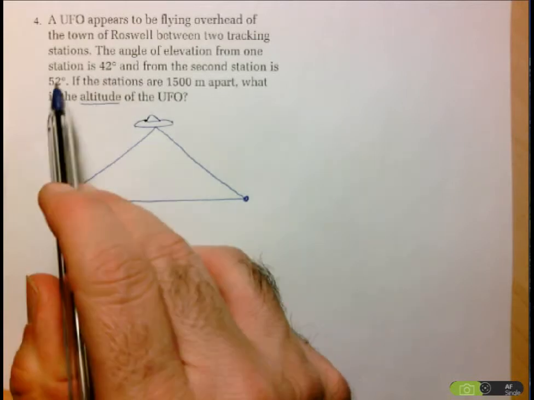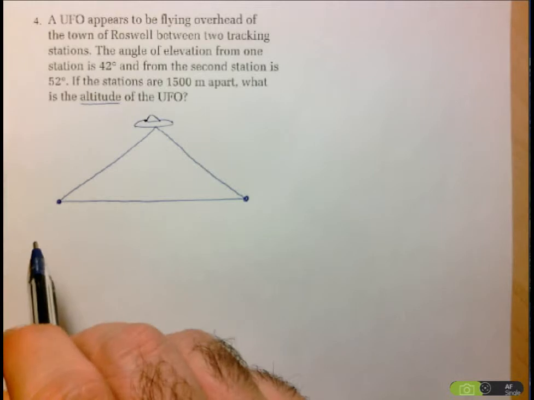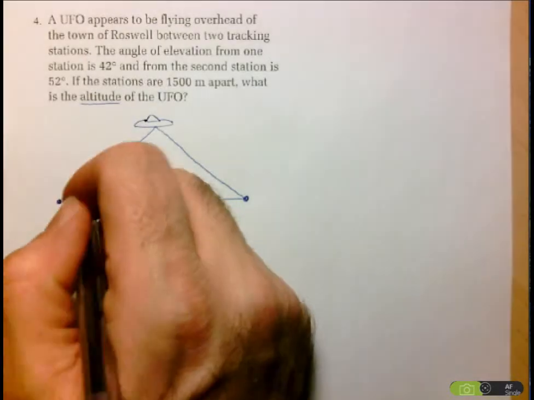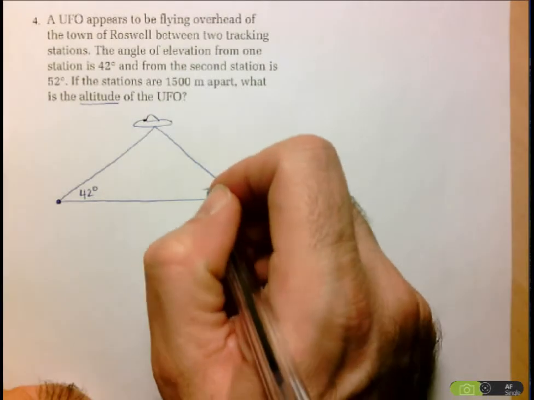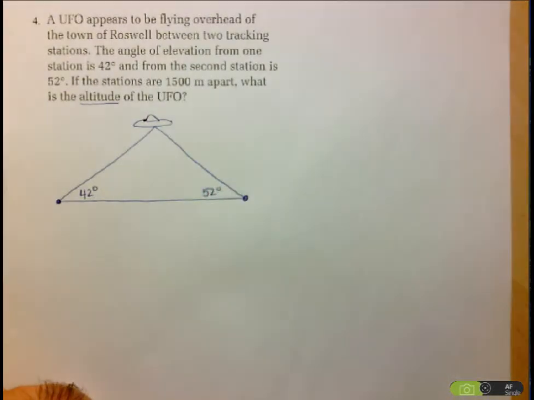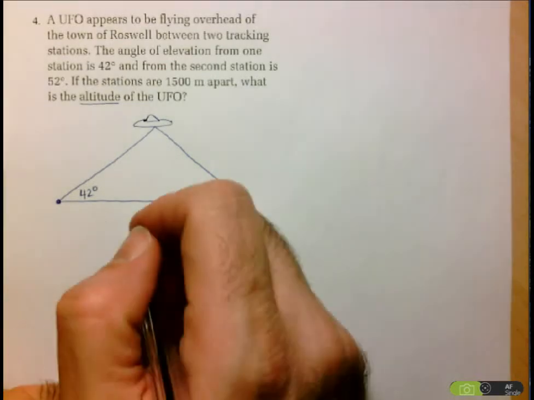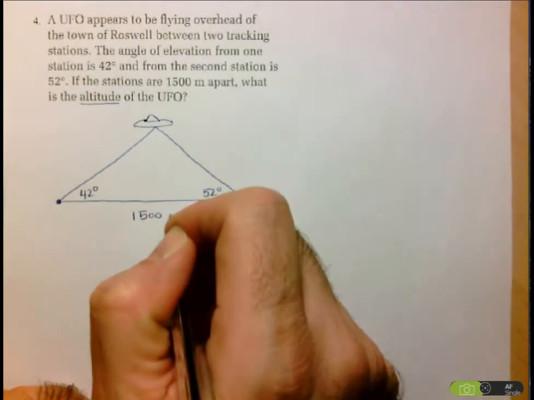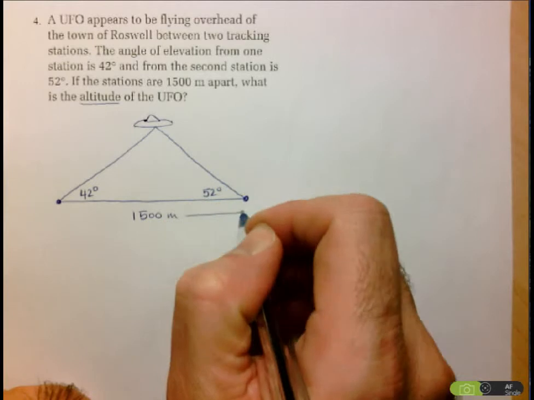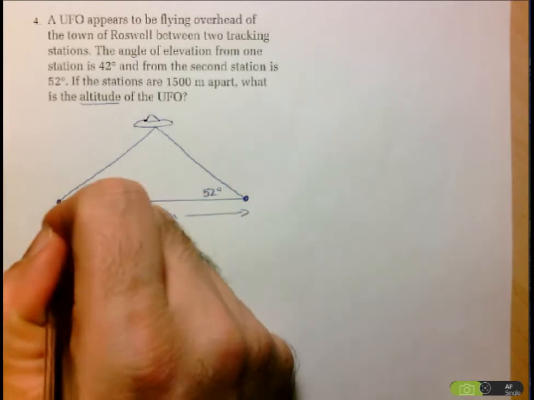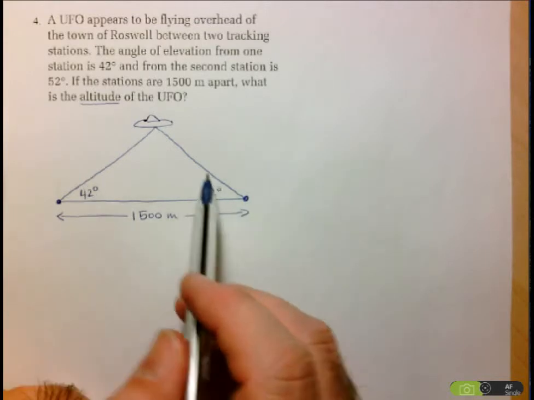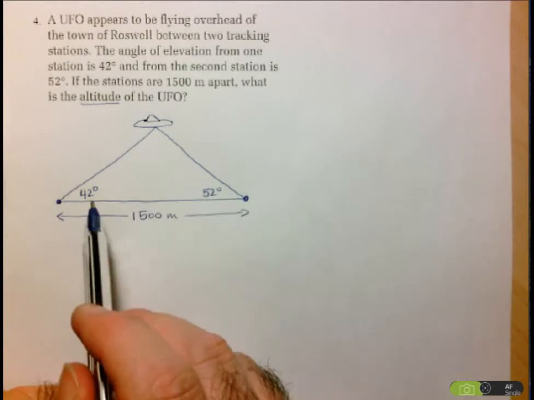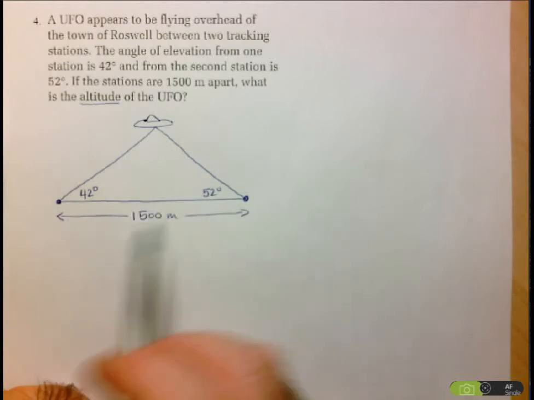Okay, so we have two angles of elevation. We have 42 degrees and 52 degrees. So when I look at my diagram here, I see that this one seems to be the smaller one, so I'll call this one the 42 degree angle, and this one here is the 52 degree angle. Okay, and the other piece of information we have is that the distance between the two tracking stations is 1500 meters. Okay, so this is all the concrete information they've given us. These two angles of elevation towards the UFO that's between them, and we have the distance between the tracking stations.